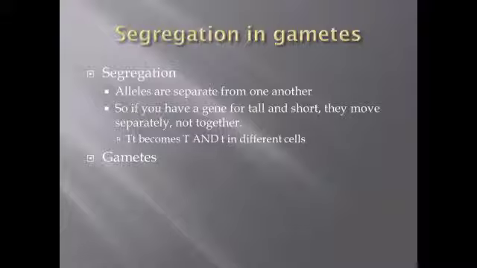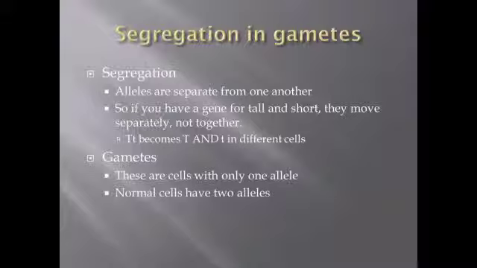These cells that have either one allele or the other are called gametes. And these are cells with only one allele. As I've said a couple times already, I'm hoping to hammer that idea into you guys because it's really important to understand how that works. Normal cells have two alleles, gametes have one allele.